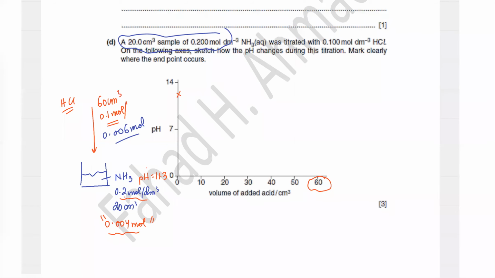So it's 1:1, right? So 0.004 are going to completely react. Once the reaction happens and you've added all the 60 cm cube, out of the 0.006, 0.004 would react with 0.004. So how much HCl is in excess? The excess HCl would be how many moles? 0.002, right? Is this clear? 0.004 will react with 0.004. So that means you're adding 0.002 moles in excess.